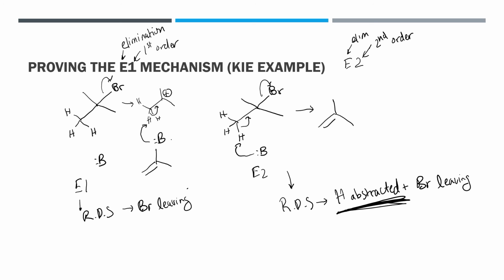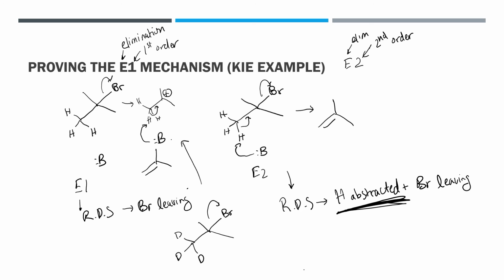Say we now instead had the same compound, but that looks like this, where we replaced all the hydrogens with deuteriums, right? When we look at the E1 reaction, should this go any slower? No, because the rate determining step only has bromine leaving. The bromine can leave the exact same way as in the reaction we just talked about where we had hydrogens instead.